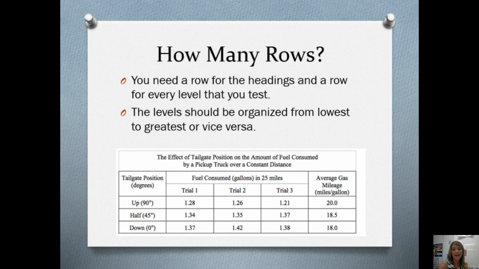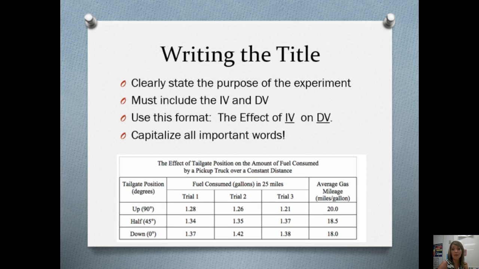Then don't forget a title. This is the thing students forget most of the time, is to include a title for their data table. Your title for your data table has to include your independent variable and your dependent variable. And the format for writing the title for the data table is the same format for writing the title for your scientific experiment. You're going to write "The Effect of IV on DV," and you're going to capitalize the important words.